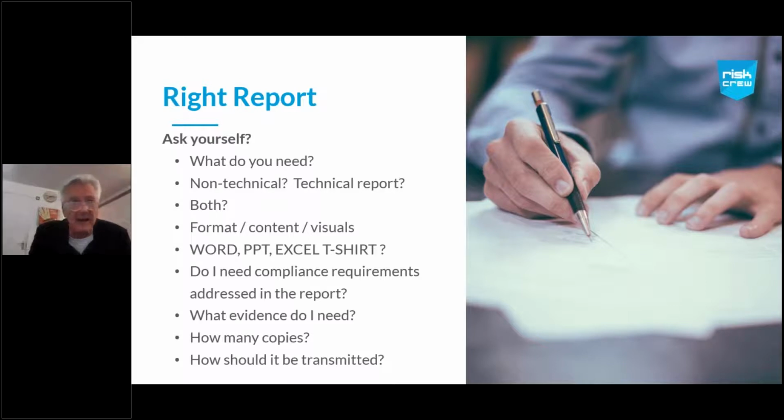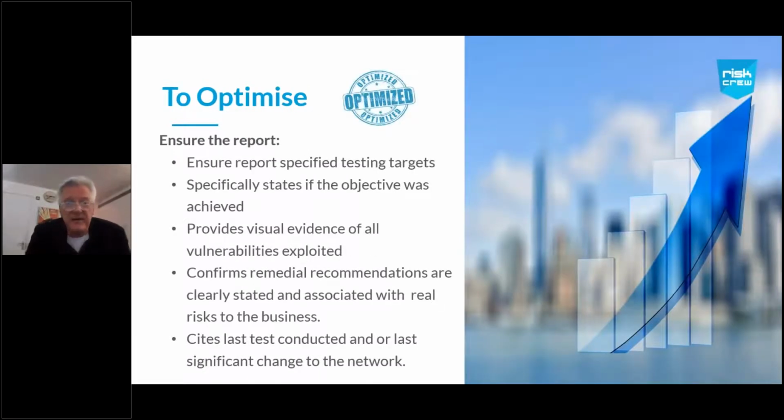Okay, right report. So here's ways to optimize that. Just make sure, first, square one, you open up page 1. Was the testing target achieved? Was the objective achieved? Did you get unauthorized access? Did you get access to privileges? Could you escalate those privileges? This should be a binary yes/no question that is addressed in the report. Make sure you ask for it.